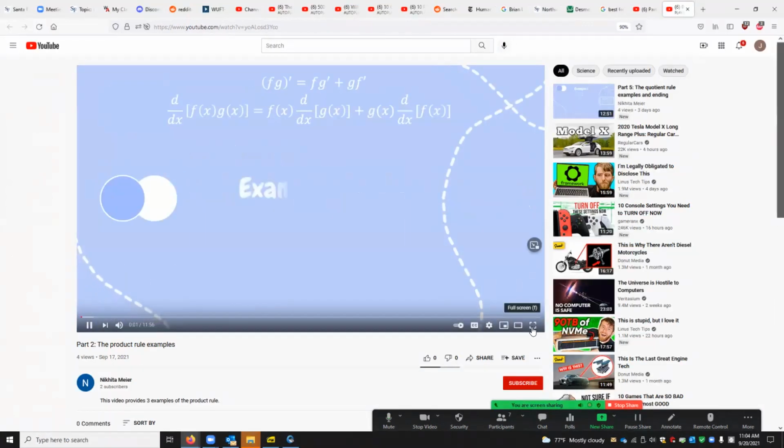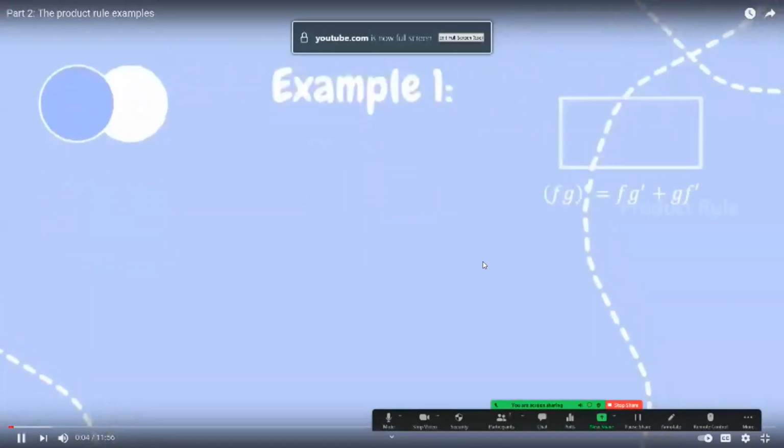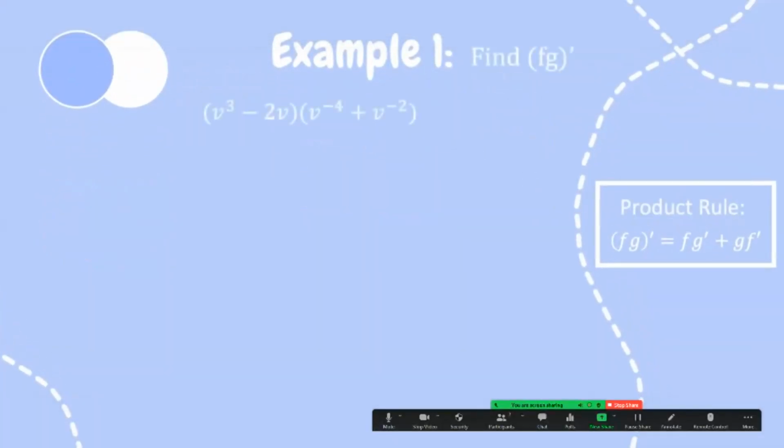So, example 1, using the product rule. Find the derivative of f times g of the function v to the third minus 2v times v to the power of negative 4 plus v to the power of negative 2. I'm going to start by identifying each part of the function. So f of v is v to the third minus 2v. G of v is v to the power of minus 4 plus v to the power of minus 2. Okay? And then now we have to find the derivative of each.